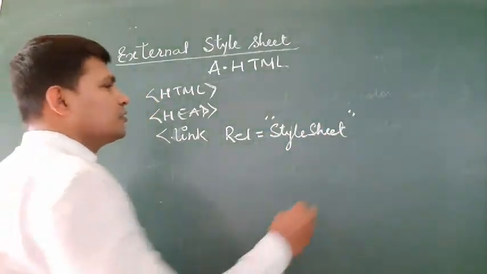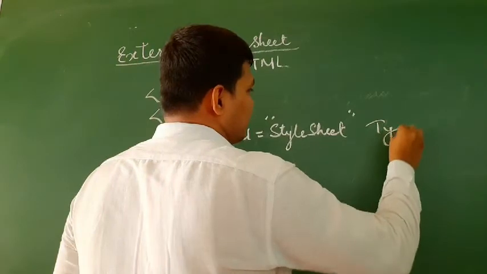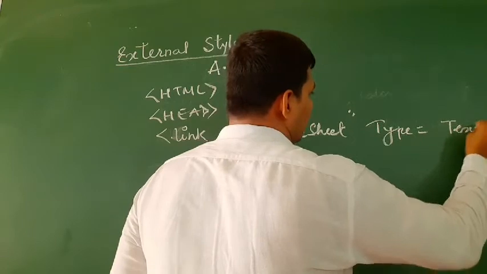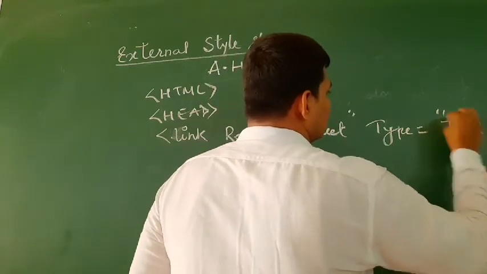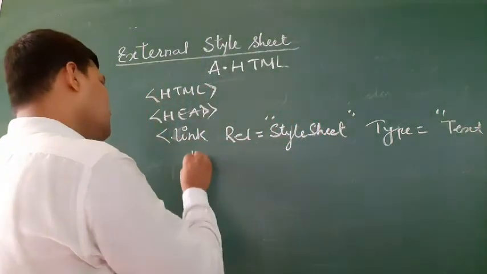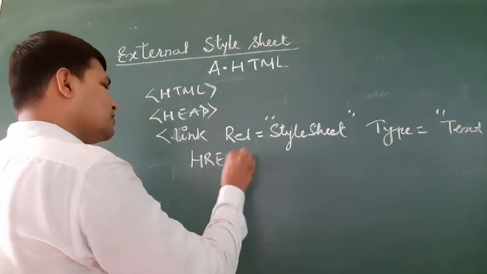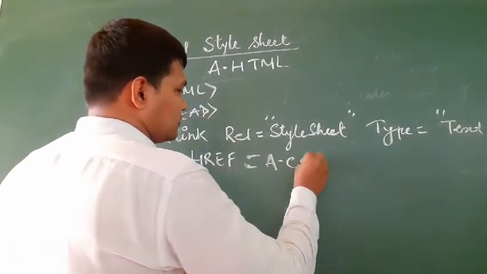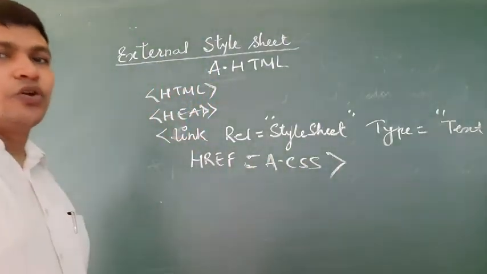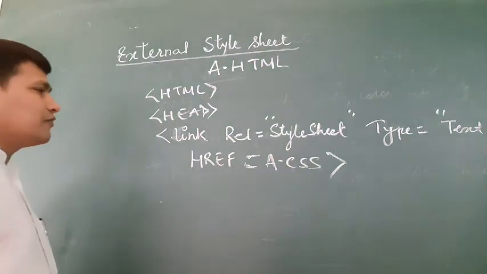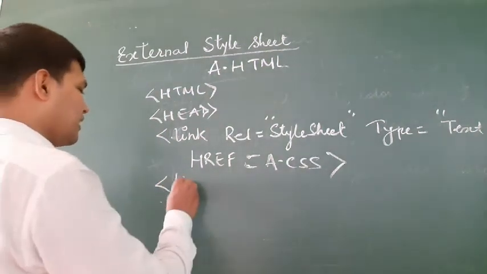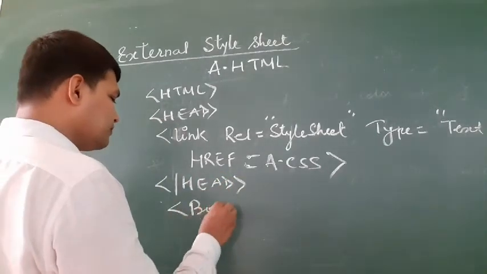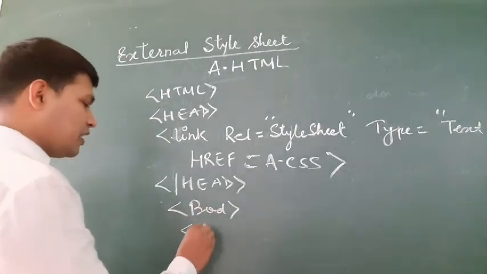Afterwards, you have to use type, where type is text/css. This is the type. And the third thing that we use is href, hyperreference. Here you have to define the CSS file, a.css. After that you close it, and after the closing, you close the head tag also. Then you open your body and define a paragraph.